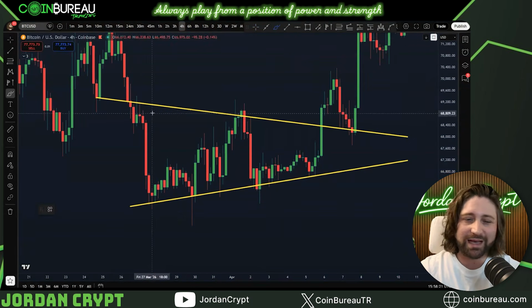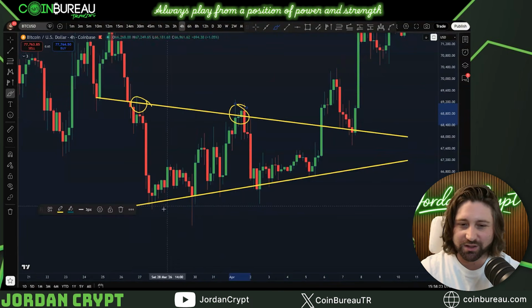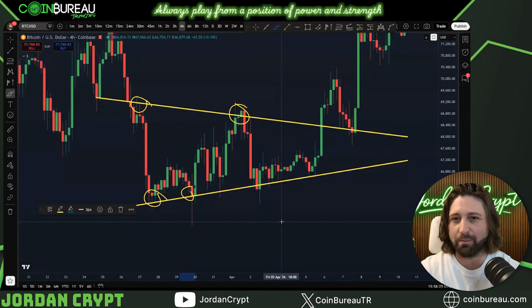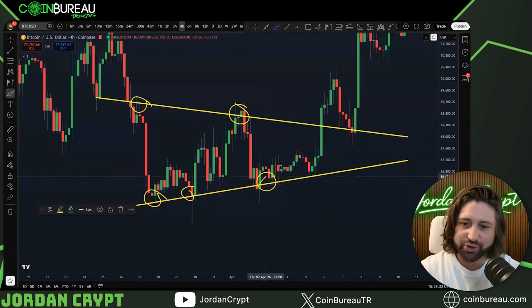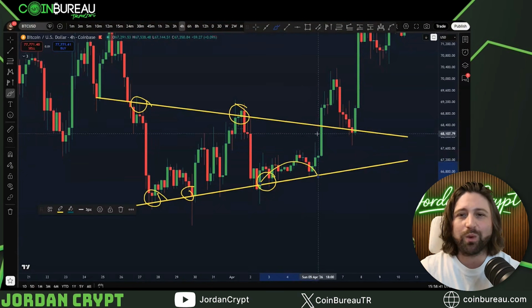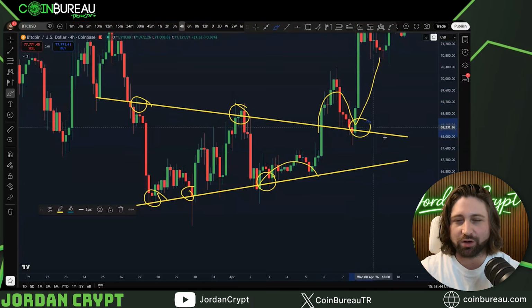Remember, for this, we want at least 2 touch points on the top and 2 touch points on the bottom. This validates the triangle, and it means that we can start to look for trading opportunities as well as breakout trades in the form of retests.